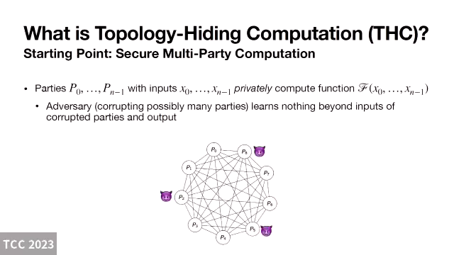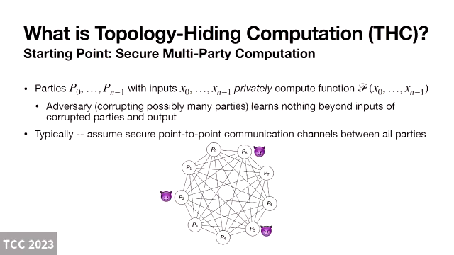Here, we have n parties down at the bottom, and they have some private inputs, and they want to work together to privately compute a function of their inputs. And what I mean by privately is that an adversary corrupting possibly many of the parties should learn nothing beyond the inputs of the corrupted parties and the output. Okay, and of particular note for this talk, typically in MPC, we assume secure point-to-point communication channels between all of the parties.